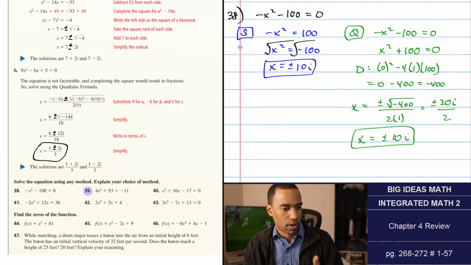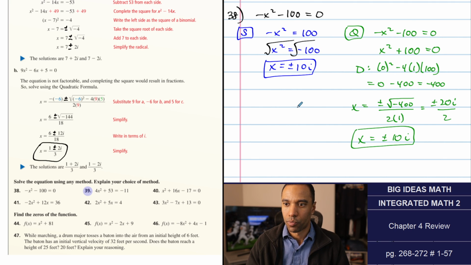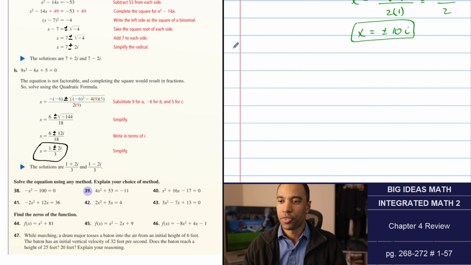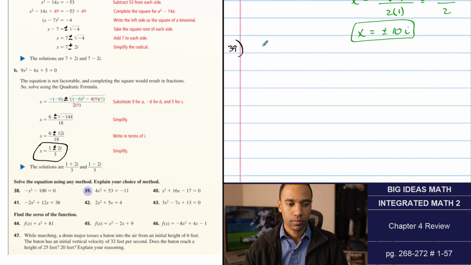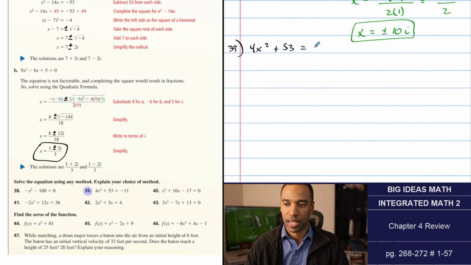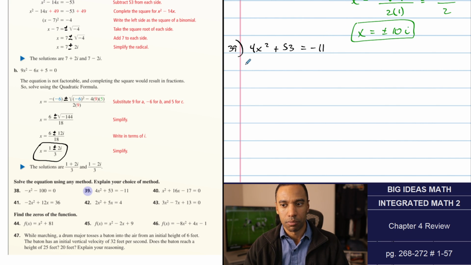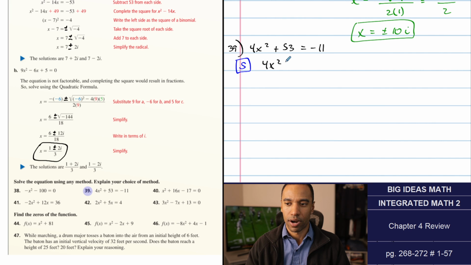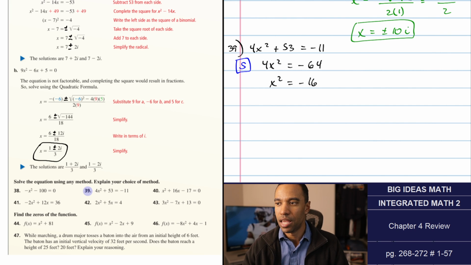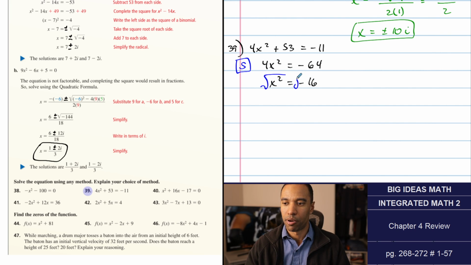We finished 38. I already circled 39, so we're on number 39. We have 4x squared plus 53 equals negative 11. Once again, solving using square roots seems like a good plan here because I have no x terms. So I can do 4x squared equals negative 64, divide everything by 4, and you get negative 16, and take the square root of both sides.